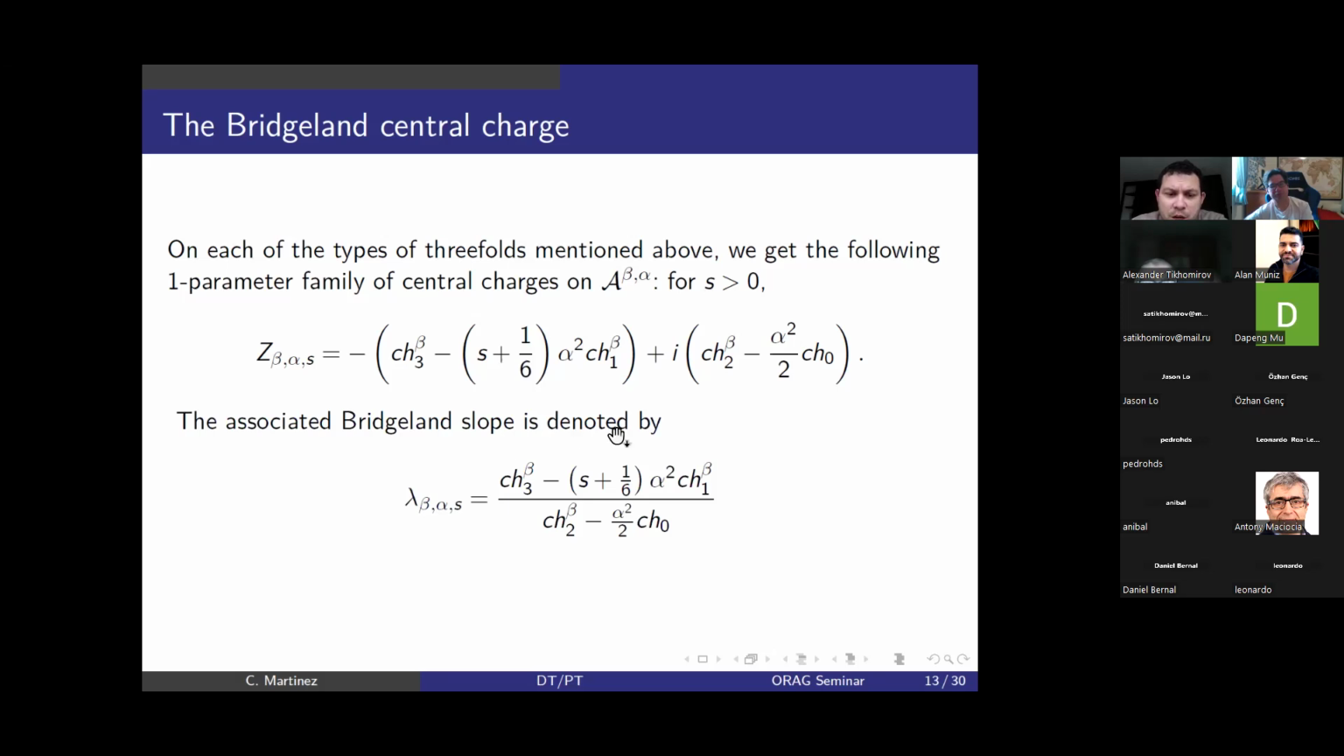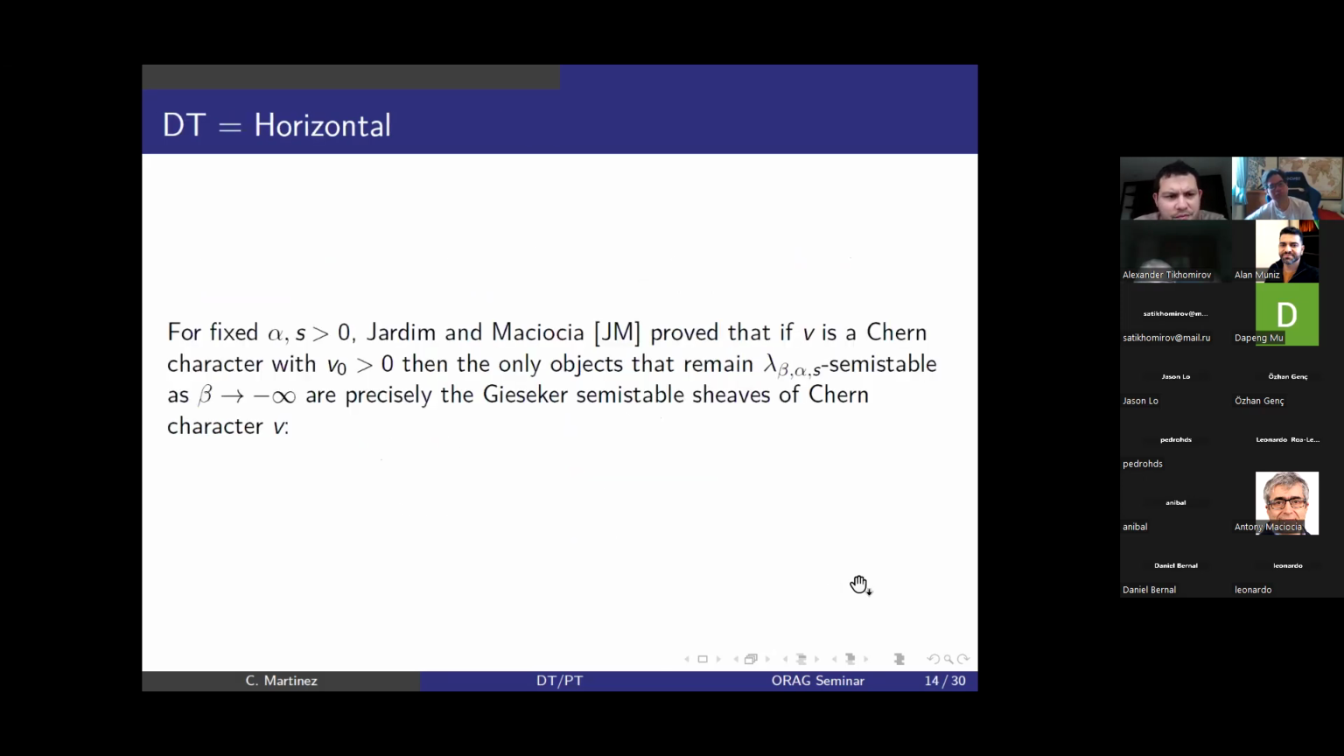And the associated Bridgeland slope, as usual, we take just minus the real part and divide by the imaginary part, is this number that is here. And we will call this Bridgeland slope, denoted by lambda. And then comes this very nice theorem that I like to call "DT is horizontal".